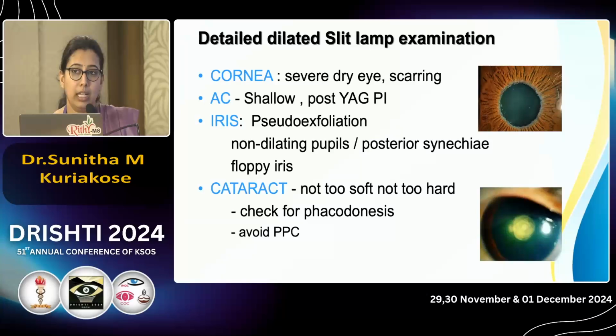Once you enter the anterior chamber and start your access, the lens and the bag might start to shake. Rule out non-dilating pupils, posterior synechiae, and any floppy iris. Cataract: don't go for soft or too hard cataracts. Check for phacodonesis, and avoid a PPC.